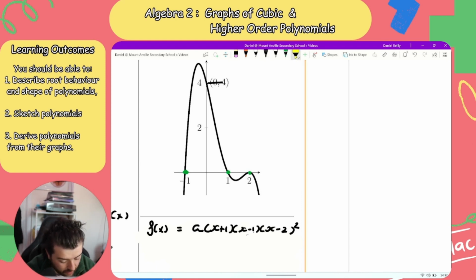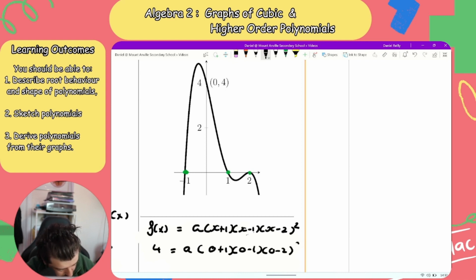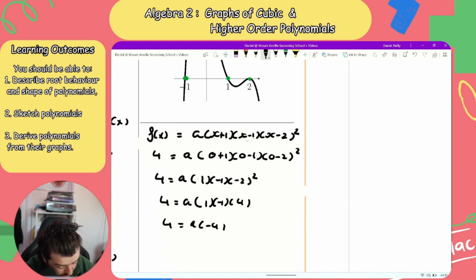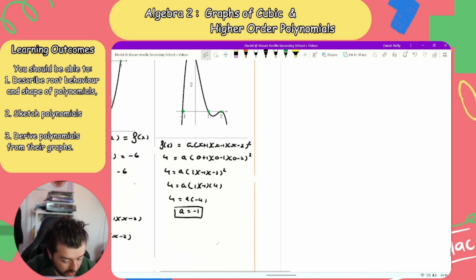A point that's given on my graph is 0, 4. So when x is 0, my function is equal to 4. So 4 is equal to a times 0 plus 1, 0 minus 1, 0 minus 2 squared. 4 is equal to a times 1 times minus 1 times minus 2 squared. 4 is equal to a times 1 times minus 1 times 4. 4 is equal to a times minus 4. A is going to equal minus 1. So I have a negative leading coefficient, which makes sense.